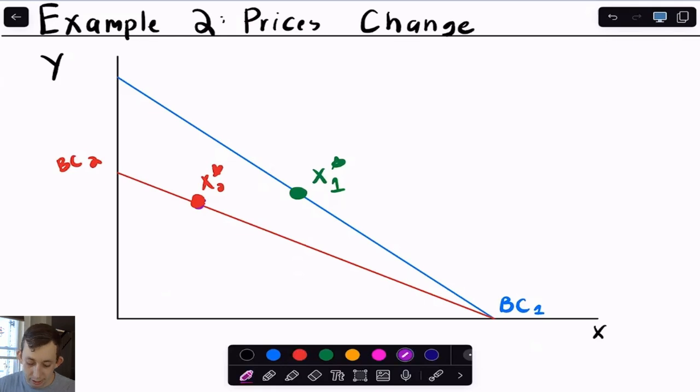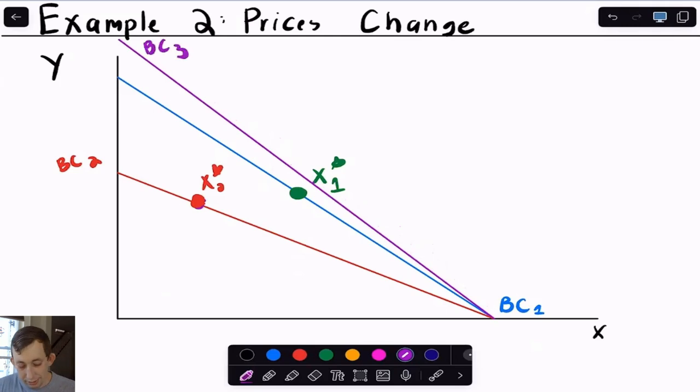On the other hand, suppose that we have a BC3 in which Y gets cheaper. So this is going to be sort of badly drawn because I'm running out of an axis. So this curve here, this is BC3. And now suppose under BC3 that I decide to choose this point here. This is going to be X3 star.